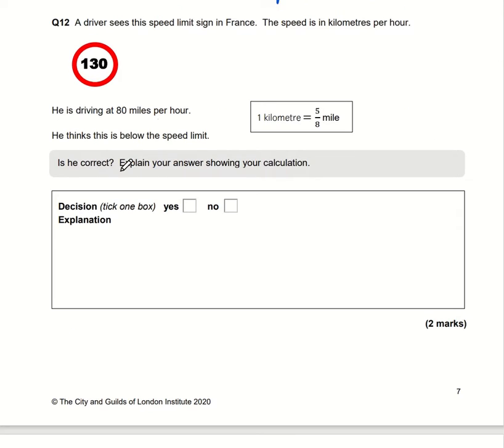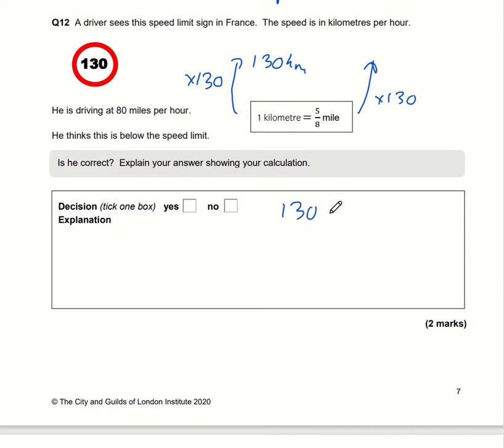Question number 12. A driver sees the speed limit sign, which is 130 kilometers per hour, and he's driving at 80 miles per hour, and we know that a kilometer is 5/8 of a mile. So 130 kilometers is 130 times greater than 1. So what I need to do is multiply 5/8 by 130 as well.